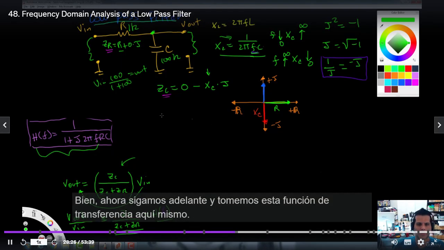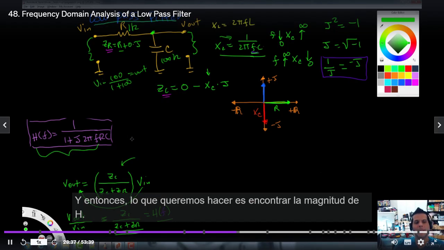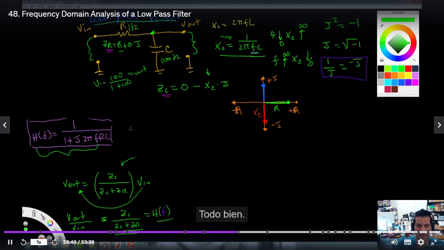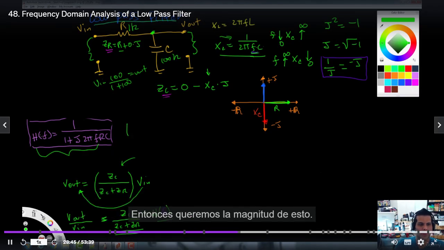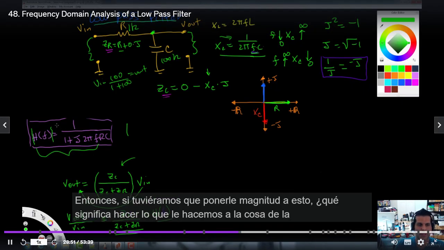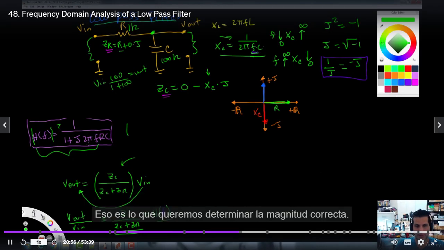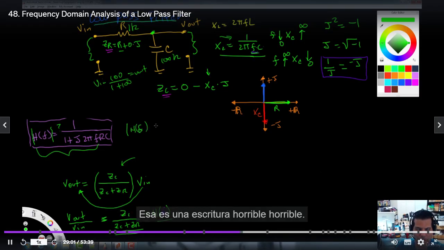Okay, so now let's go ahead and take this transfer function right here. And what we want to do is find the magnitude of H sub f. So let's refresh our memories of what we mean here. We want the magnitude of this. If we were to put magnitude bars around this, what do we do to the thing on the right here? That's what we want to figure out, the magnitude. So we want to find the magnitude of H sub f. Okay, that is horrible writing. Let me try that again.